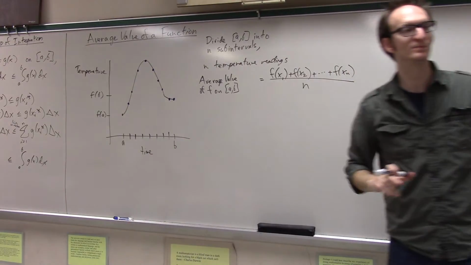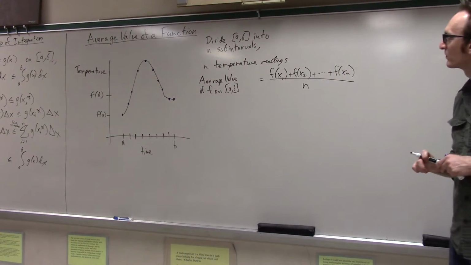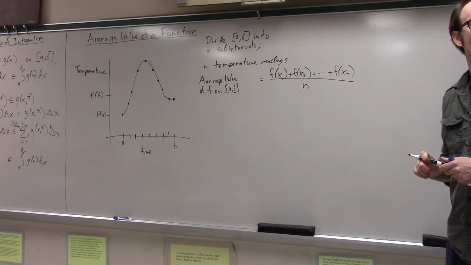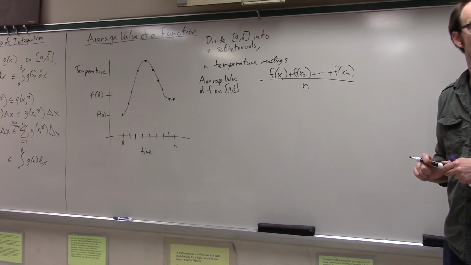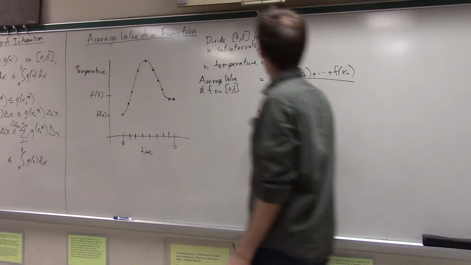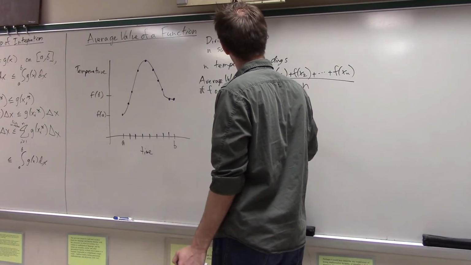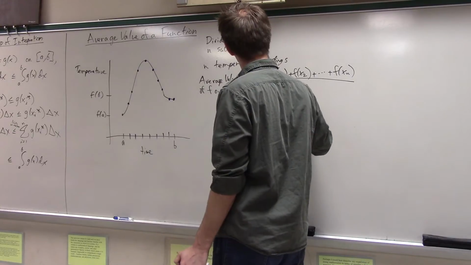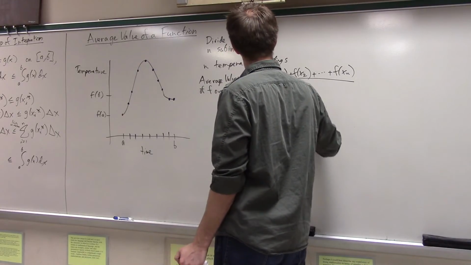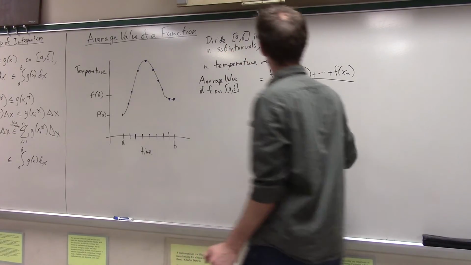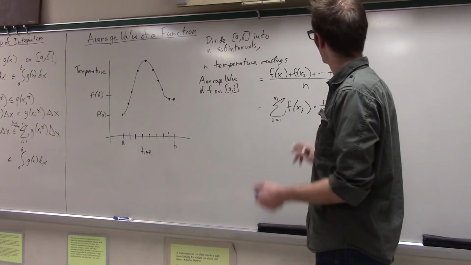Does that seem right? Yeah. All right. You could just use a sum. Yeah, okay. So you guys are like, dude, this is a sum. So sure, I could write this as the sum from i equals 1 to n of f(xi) times, I guess that's 1 over n.